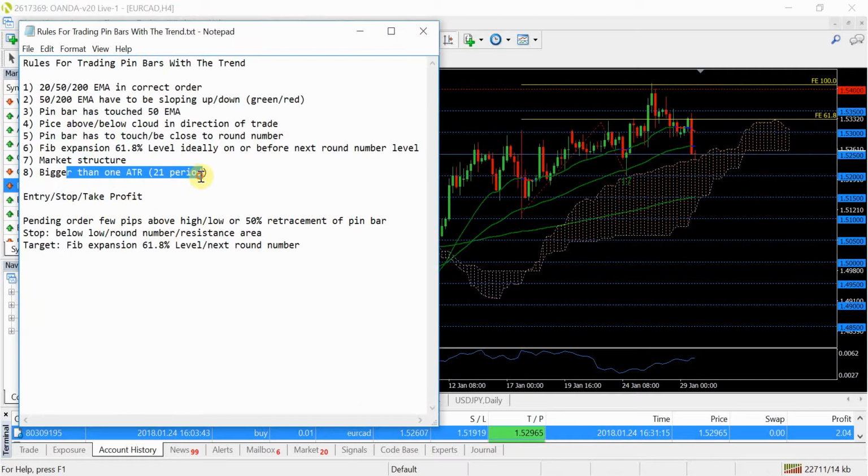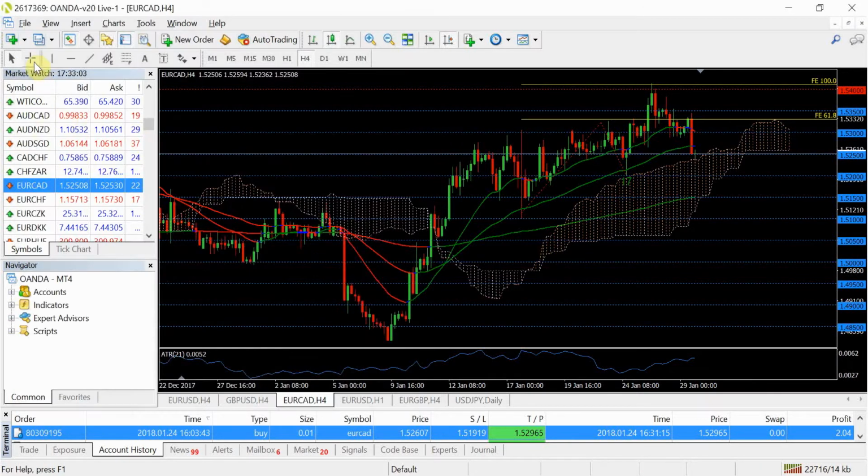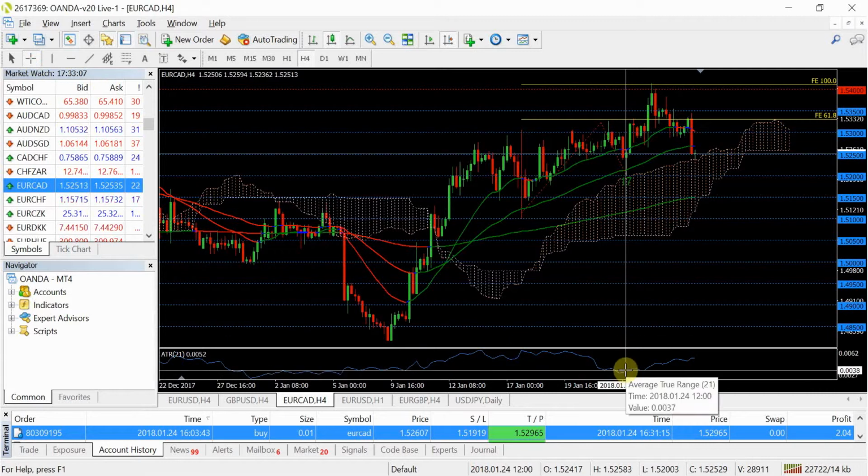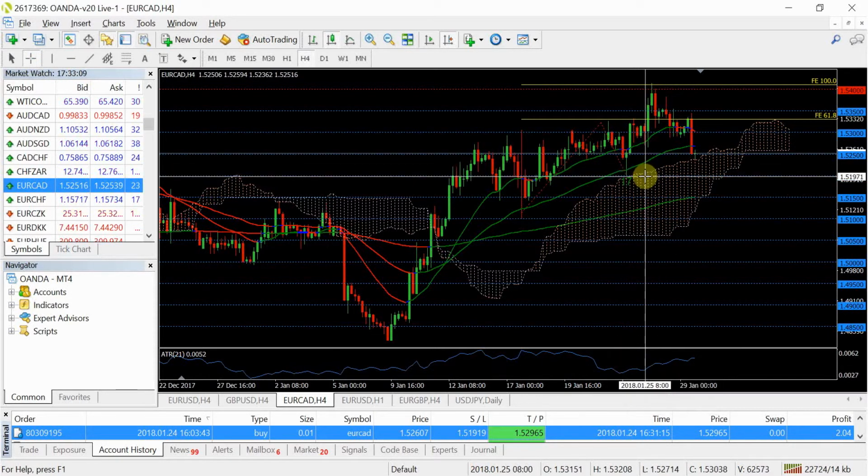And then the last one, bigger than one ATR of 21 periods. If I look at the ATR 21 periods, that is 37 pips. And if I take it from there, as you can see, it's probably about 50 to 60 pips, which is bigger than 37. Therefore, it hit that criteria.